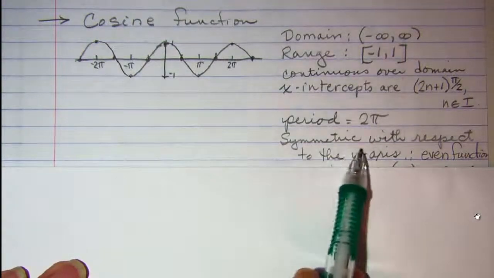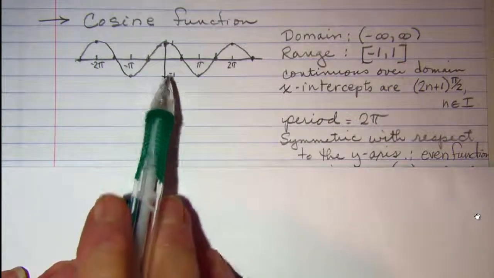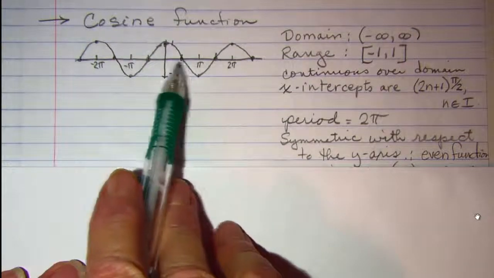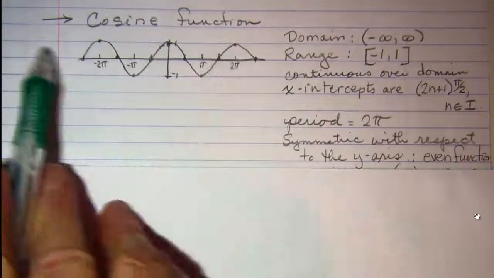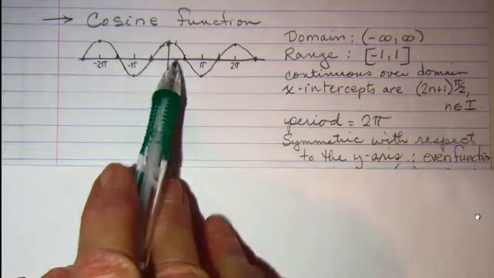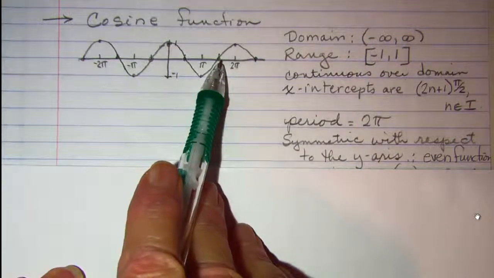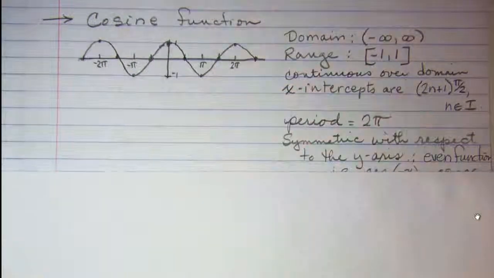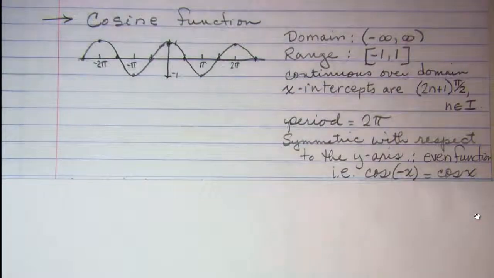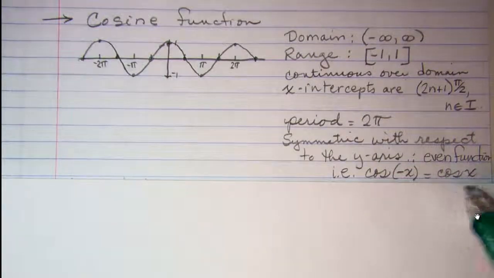The cosine function is symmetric with respect to the y-axis, so it's an even function, meaning that points on the positive side of the x-axis are reflected across the y-axis, so that this point at 3 pi over 2, we have an identical point at negative 3 pi over 2. And being an even function then means that the cosine of negative x is equal to the cosine of x.